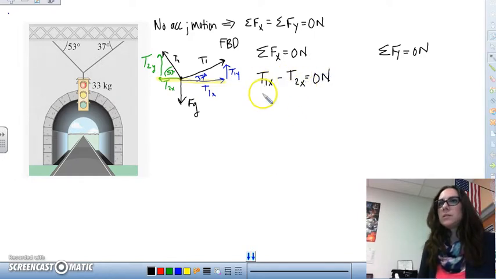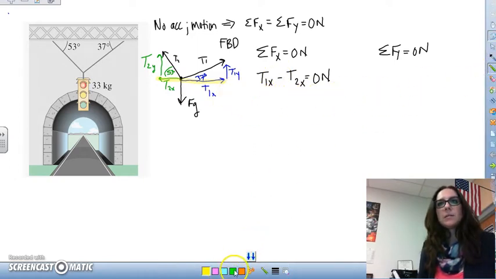Now these are not necessarily the same. Well, I'll be careful. The T1 represents the tension and T2 represents the tension. These are not the same tensions, but their components will be the same, which I hope makes sense because this thing's not moving left or right, so these have to cancel. So that's our setup there.